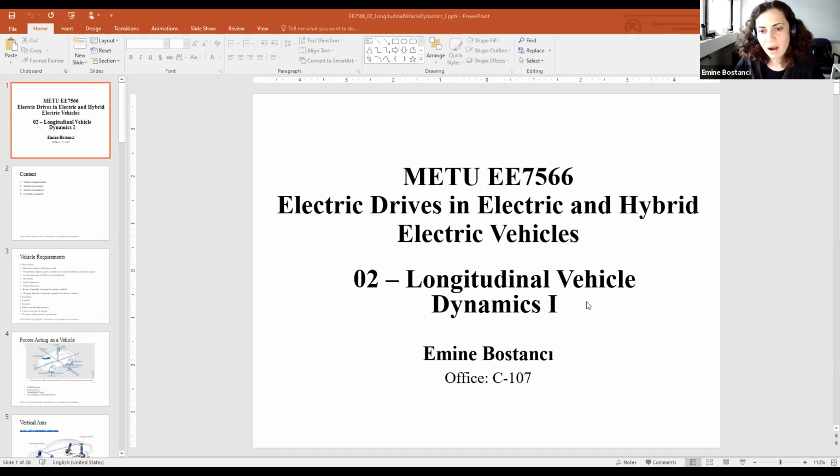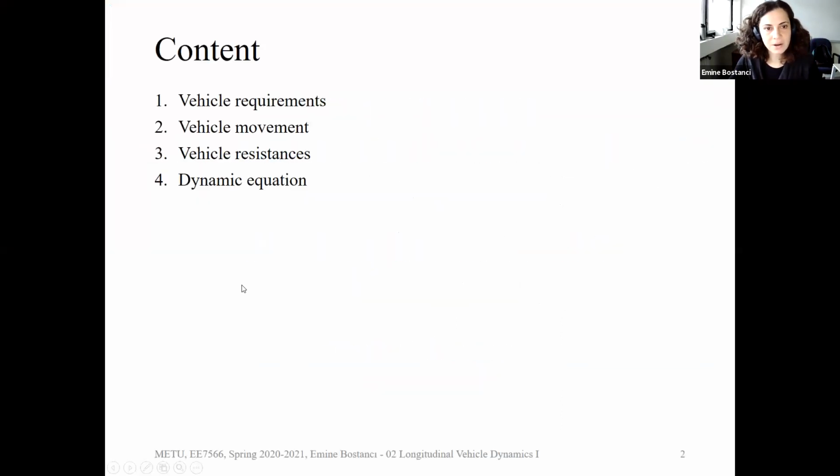In the second week, our first lecture, today I'm going to do just a 1 hour lecture, on longitudinal vehicle dynamics. I will also define what longitudinal vehicle dynamics is and which aspects we are going to consider. So the content of today's lecture is here. I will talk about vehicle requirements on one slide. Then we will talk about vehicle movements, vehicle resistances, and we will finally have a look at the dynamic equation of a vehicle. So we try to understand the vehicle as a mechanical load to our electrical motor in the long term.